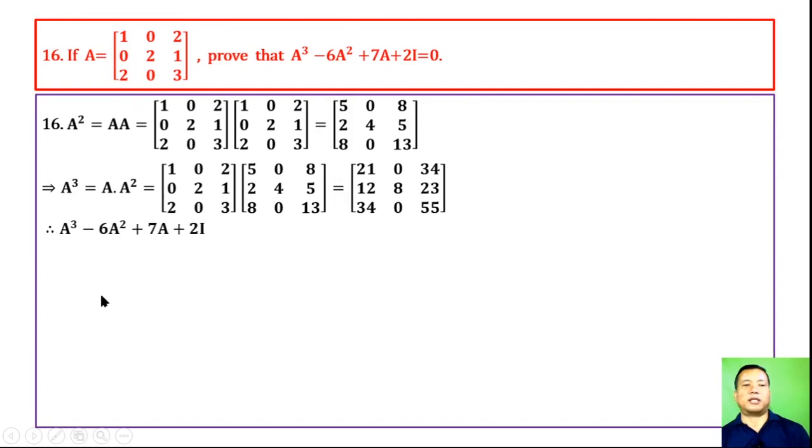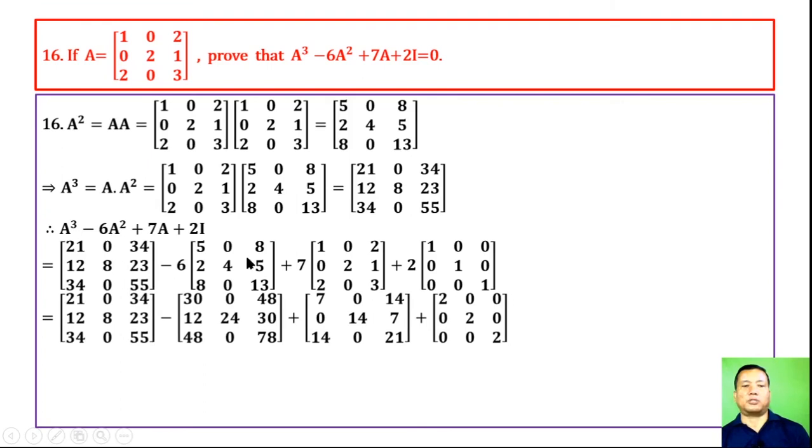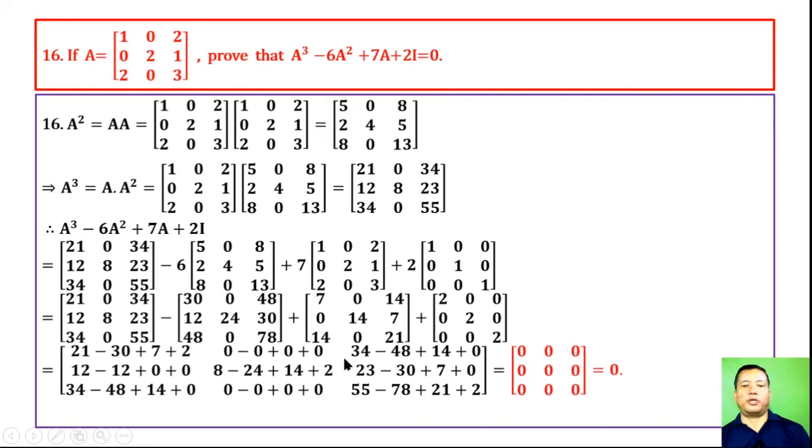Now the left hand side. The left hand side is the value of A cube minus 6 times A square plus 7 times A plus 2 times I. We simplify it by substituting 6 times, 7 times and 2 times the matrices. Summing up, we get the 0 matrix. Hence proved.